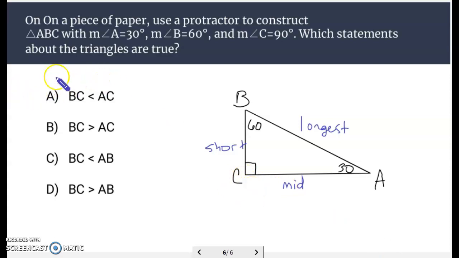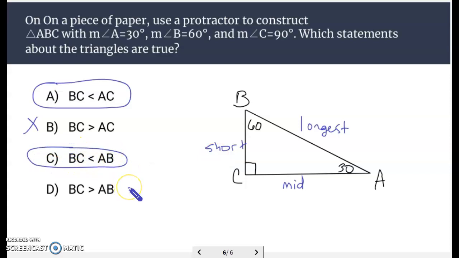Let's just go through each one and say whether it's true or false. A: BC is less than AC. Since BC is the smallest, it would be less than anything. A is a true statement. The shorter side's less than the middle side. Statement B, BC is greater than AC. No, that's the opposite, so that one would be out. Statement C, BC would be less than AB. Yeah, BC is less than everything. So A and C here are definitely true statements. And then finally, BC greater than AB. No, the shortest is definitely not greater than the longest side.